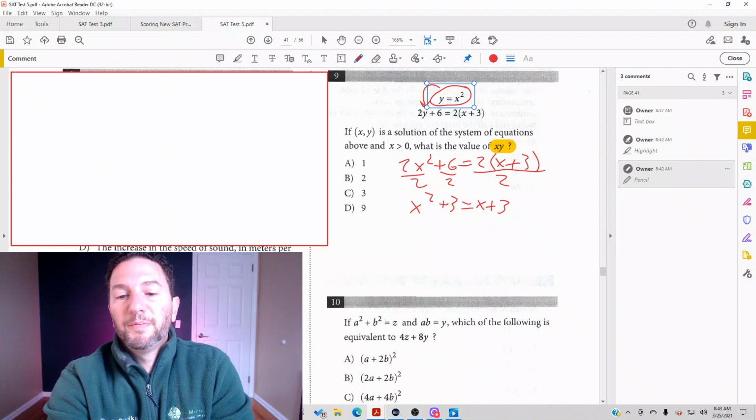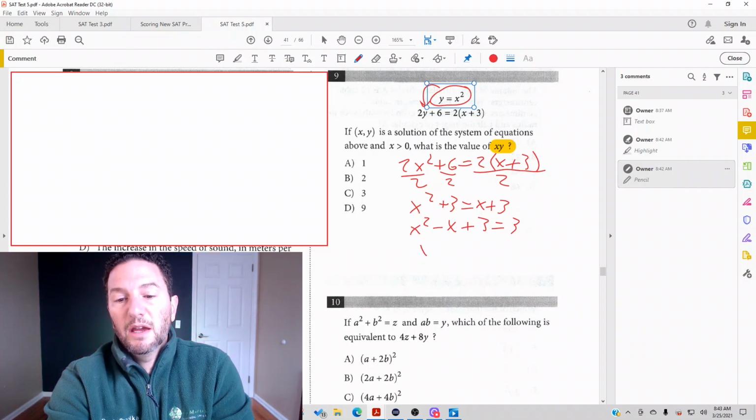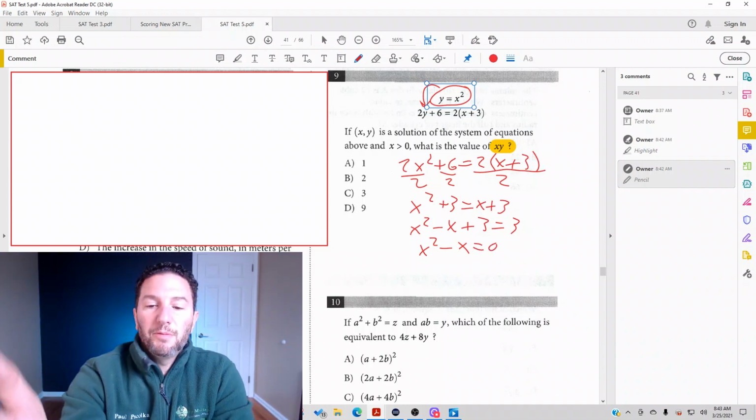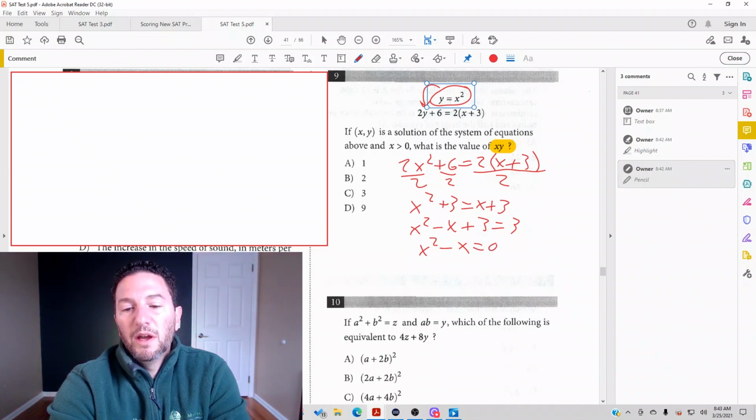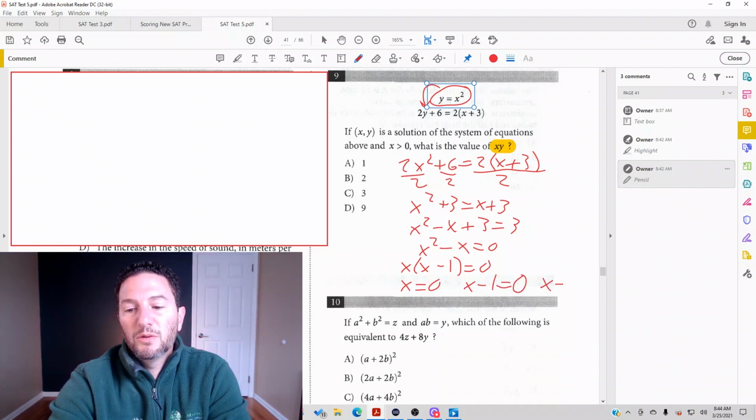And now what do I do? I subtract x from both sides. I've got x squared minus x plus 3 equals 3. And then if I subtract 3 from both sides, I wind up getting x squared minus x equals 0. And there's a couple of ways you could finish this. One way is I could take an x out, and I've got x times x minus 1 equals 0. And then I could set each of these equal to 0. x equals 0, and x minus 1 equals 0. And if x minus 1 equals 0, then x equals 1.